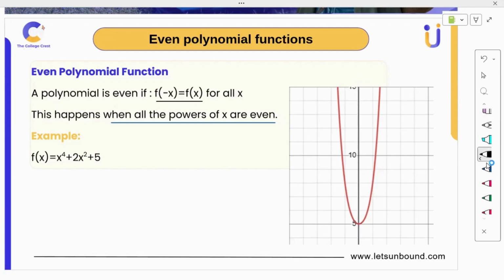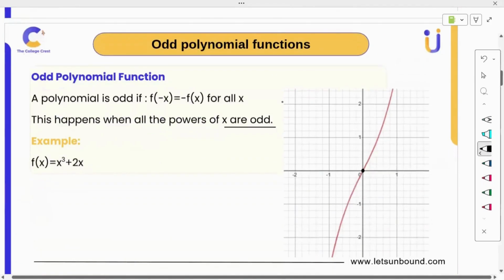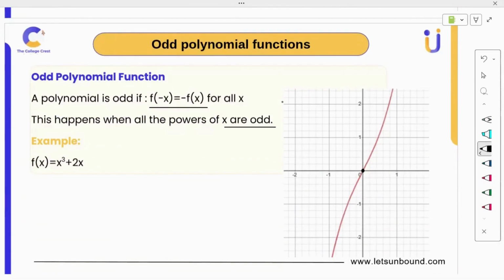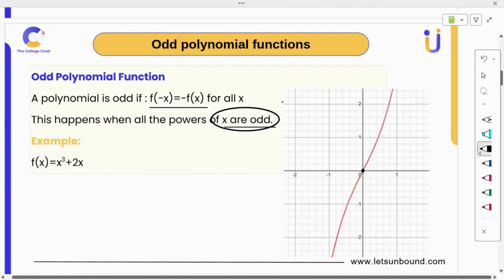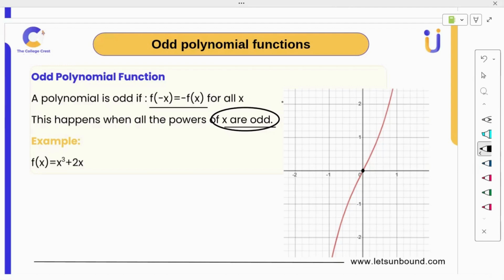Now, odd polynomial functions, let's see. A polynomial is odd if it satisfies this condition: f of minus x is minus f of x for all x. This happens only when the powers of x are odd, so no even powers of x. If your polynomial is made up of only odd power terms, then it's an odd polynomial function, for example x cubed plus 2x. Here we can see this is also a symmetrical function, but not about any line, about a point. It's symmetric about the origin. This is your origin. It has origin symmetry. Any odd function will have origin symmetry, and of course an odd polynomial function also possesses that.